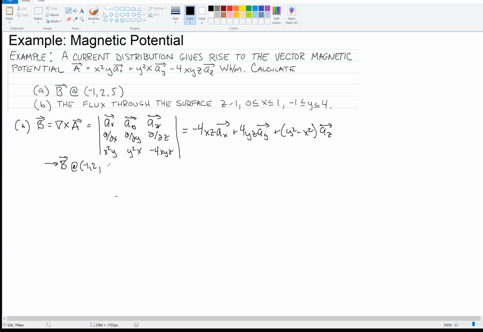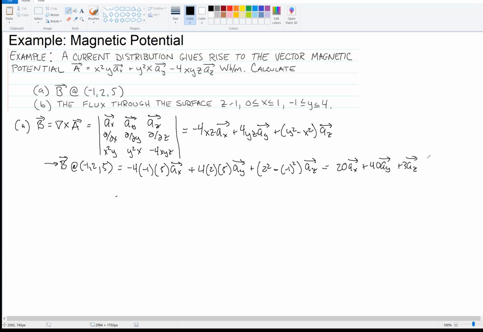Now, we want to get the flux density at this certain point, right? x equals minus 2, y equals 2, z equals 5. So we just plug those in there. So we've got negative 4 times negative 1 times 5 in the x direction, plus 4 times 2 times 5 in the y direction, plus 2 squared minus negative 1 squared in the z direction. Okay, so we compute that, and we've got 20 in the x direction plus 40 in the y direction and 3 in the z direction. And again, the units of flux density is magnetic flux density, that is Webers per square meter. Right, so that's our answer to part A.